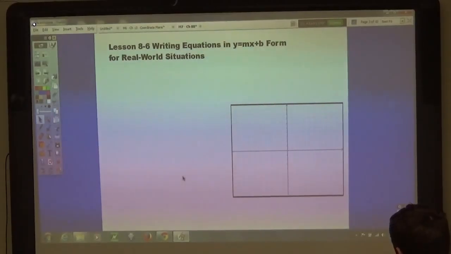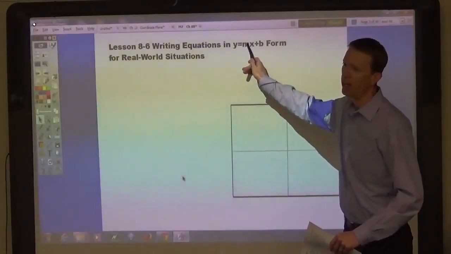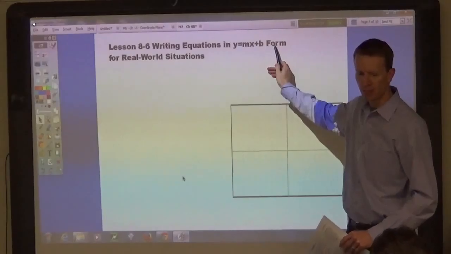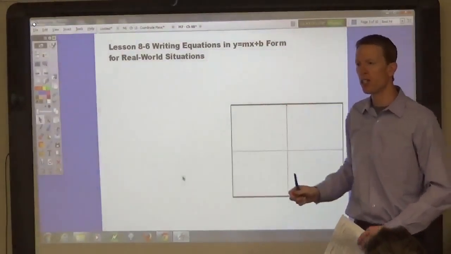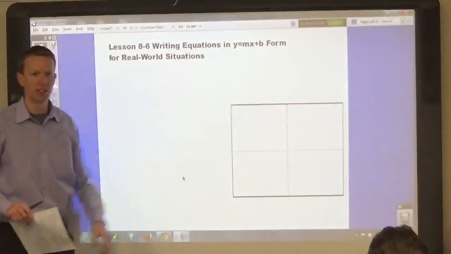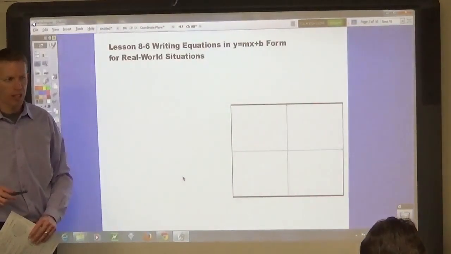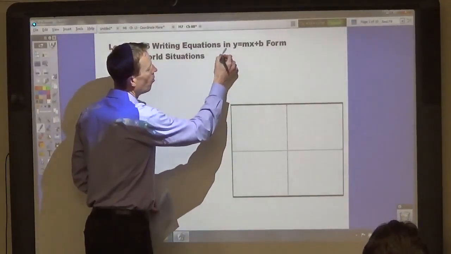All right, 7th graders, in lesson 8.6, we're going to be writing equations and using equations in this form, the y equals mx plus b form, for real-world problems. I'm going to show you how these real-world situations mimic this equation. What is this equation called? Slope intercept form. Yep.